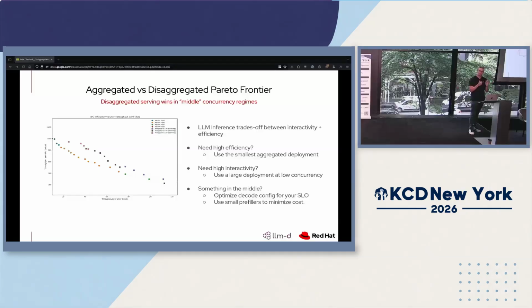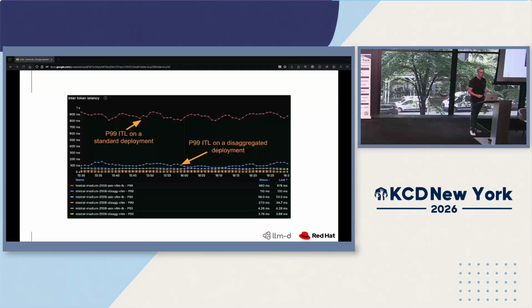But if you're in the middle, and this is where a lot of production workloads actually live, you can break away that trade-off. So to optimize for your SLO, use a lot of small unsplit prefillers at a lower cost, and then feed all of those caches into a large decoder, and it ramps up your concurrency. So kind of getting the best of both worlds.